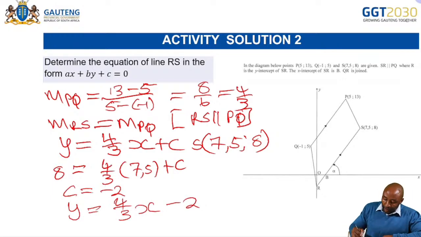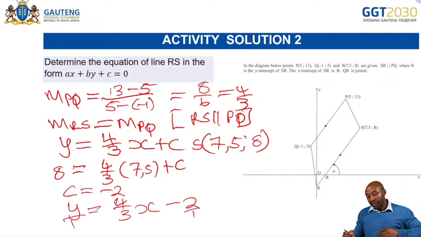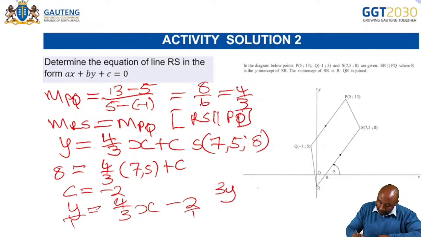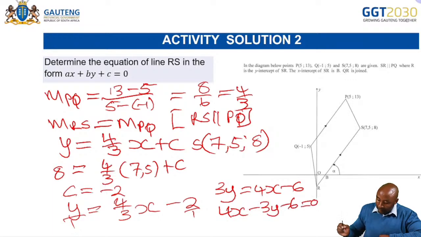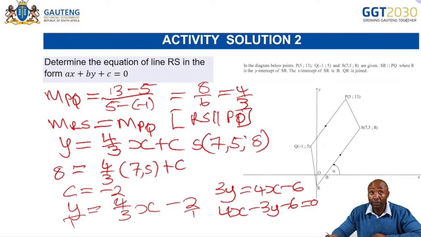From there, to write it in standard form, remember the LCD, you should use the LCD of 1, 3, and 1 to get the equation. You will get 3y is equal to 4x minus 6. So you take everything to one side, you'll get 4x minus 3y minus 6 is equal to 0. That is the equation that we will get.